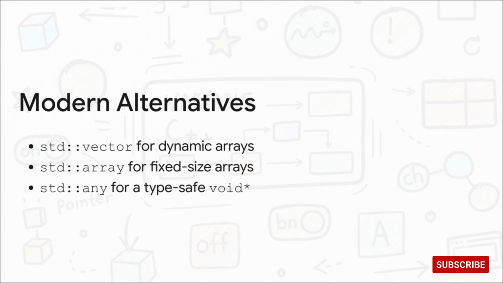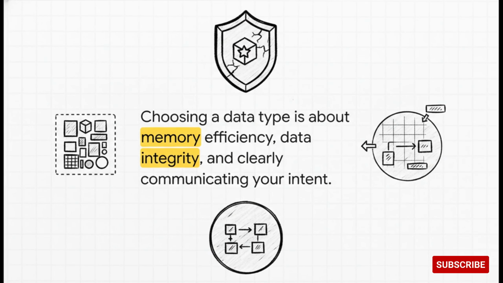So when you boil it all down, choosing a data type is so much more than just a technical detail. It's about writing code that's efficient, that's safe, and that's easy for other people to understand. It's about communicating your intent to the next programmer who looks at your code, who, by the way, might just be you 6 months from now.